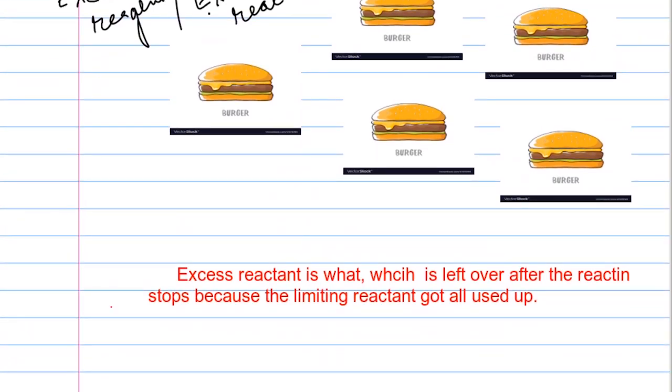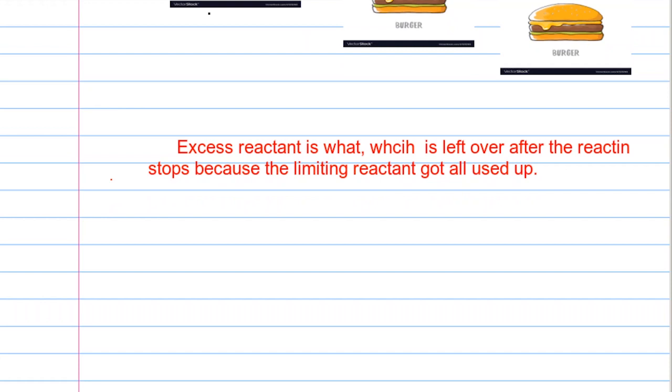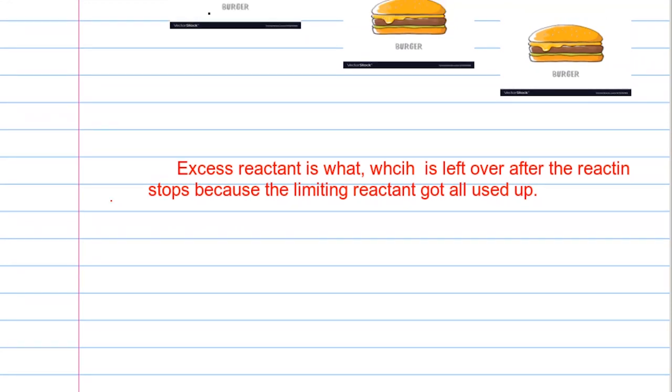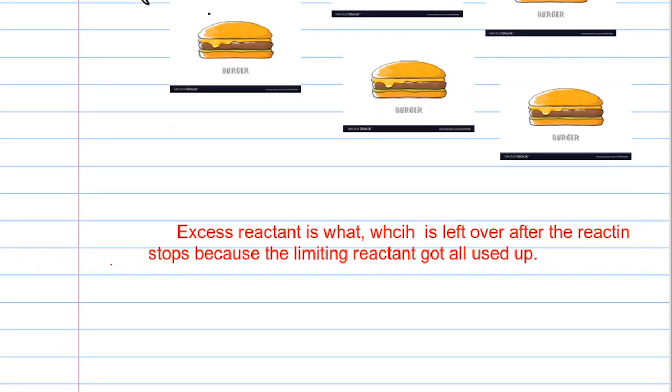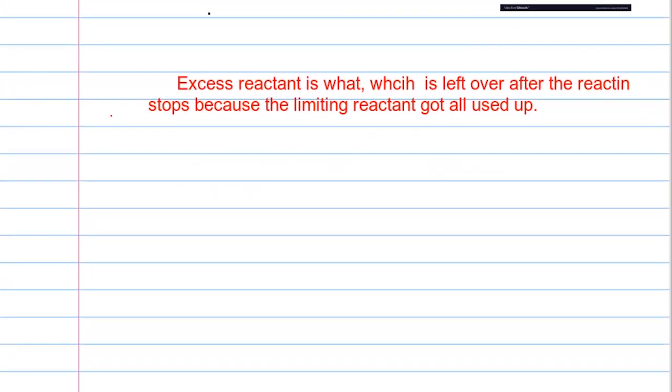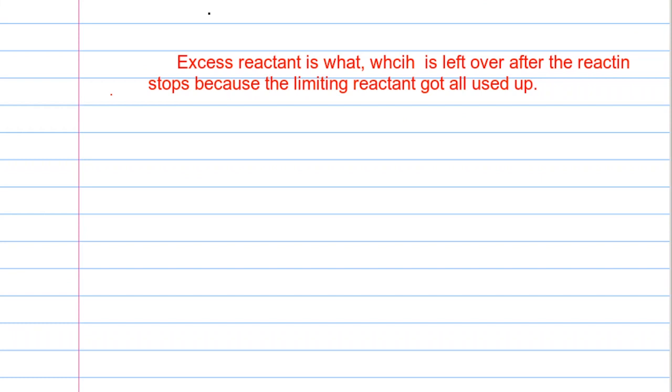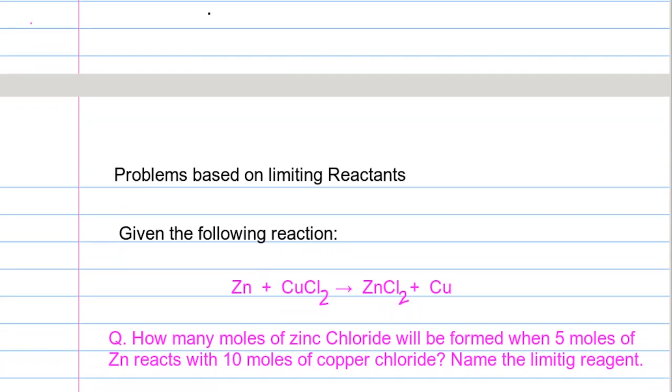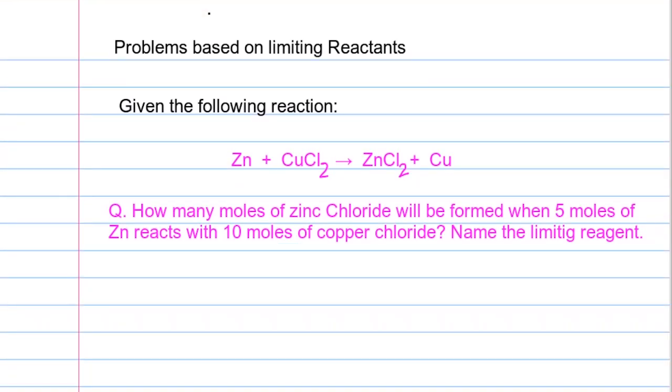How can we calculate, if we have a chemical reaction, which are the limiting reactants and which are the excess reactants? Excess reactant is what is left over after the reaction stops. Because the limiting reactant got all used up, the excess will remain behind. Now here are some problems we will discuss to give you a complete understanding of how to calculate the limiting reactant using the chemical reaction.